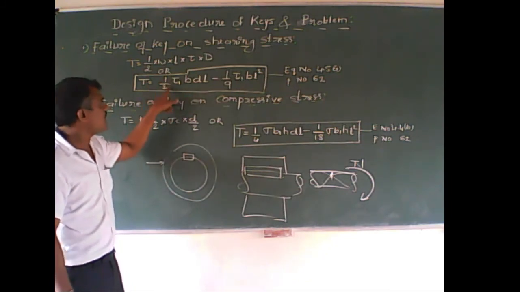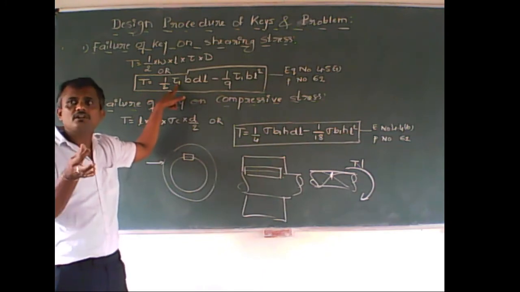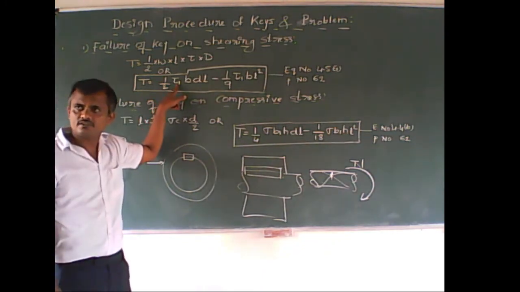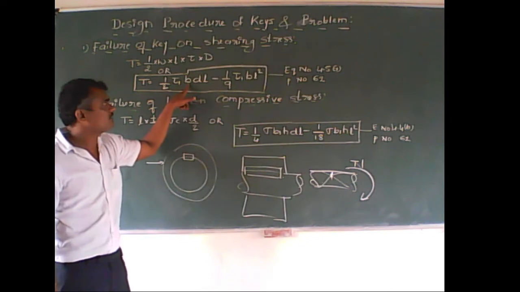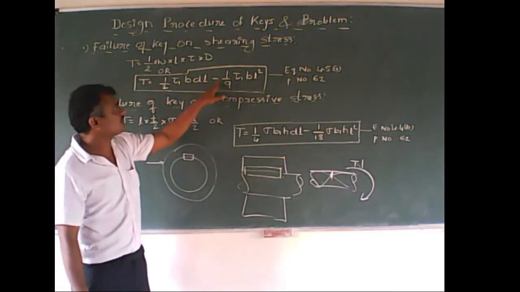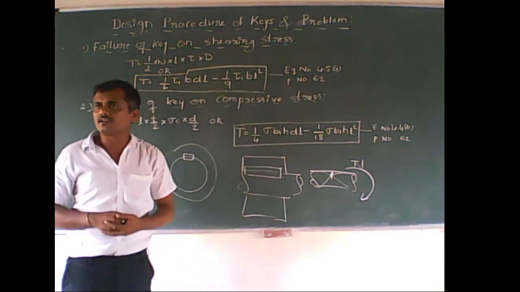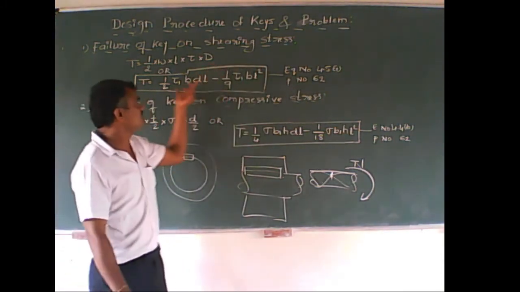Okay, so here you can use this equation: T is equal to half into tau 1. He has taken it as tau 1. So what do you mean by tau 1? You can refer to the index of keys in the data handbook. B is the width, then diameter, length. Afterwards, there is a minus term which you can ignore. Just take this part.